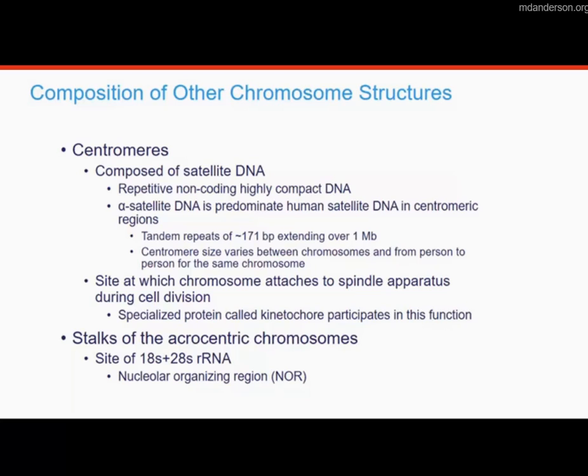So the stalks of the acrocentric chromosomes are repetitive DNA, but they do code for something. A lot of the repetitive DNA does not code for any genes, but the stalks actually code for 18S plus 28S ribosomal RNA. And that is the site that organizes the nucleolus during cell division.